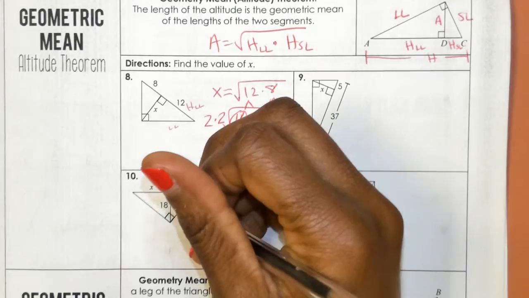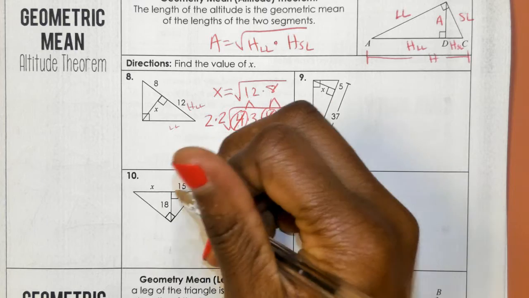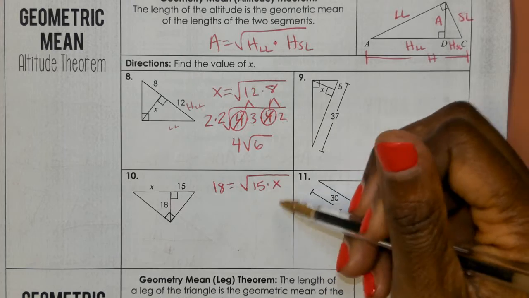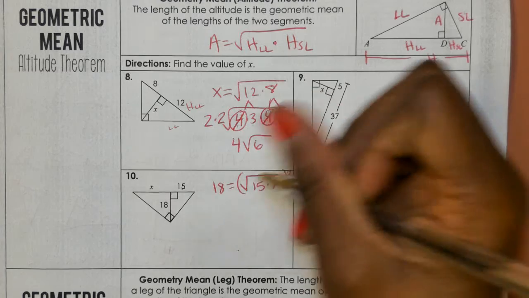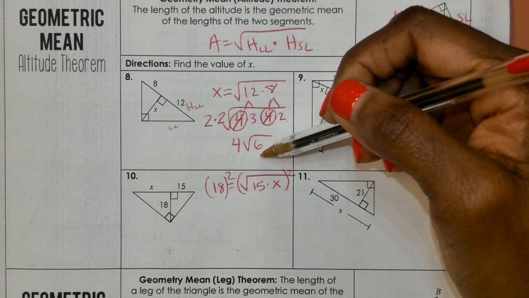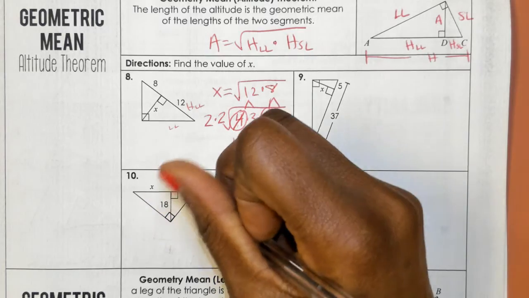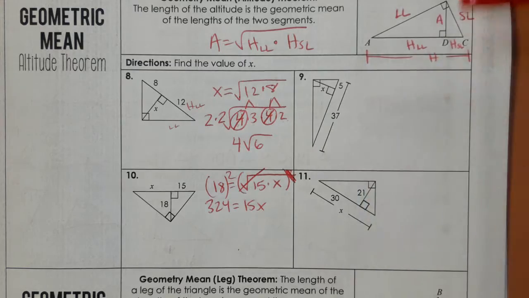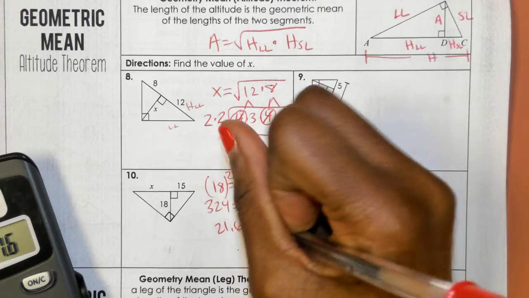Okay, on 10, my altitude is 18 this time, and then my hypotenuse piece closest to the short leg and long leg are x and 15. This one I wouldn't break it down because I don't know x, so I can't really break x down if I don't know what it is. So I'm going to square both sides to solve for x. I need to get x alone. This one already had x alone, so that's why we could just break it down and find the simplified version of the answer, because this is technically the answer. So 324 equals 15x because the radical cancels with the square. So 21.6 is what x equals.